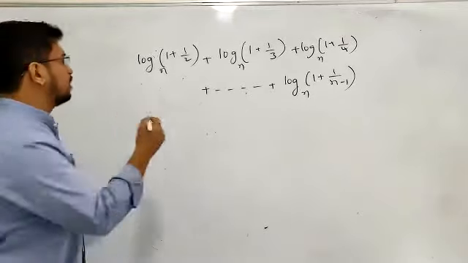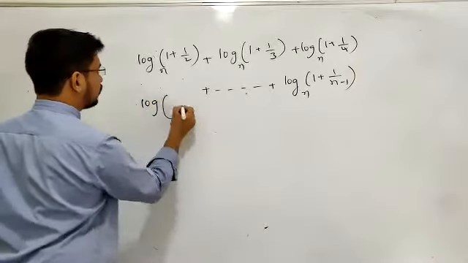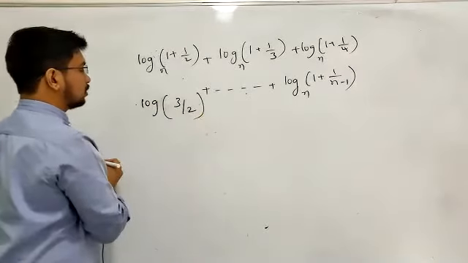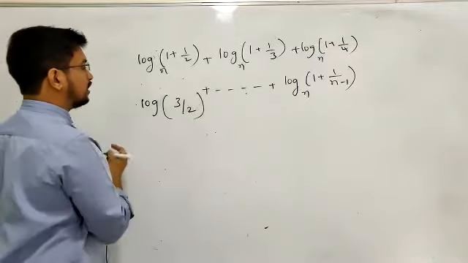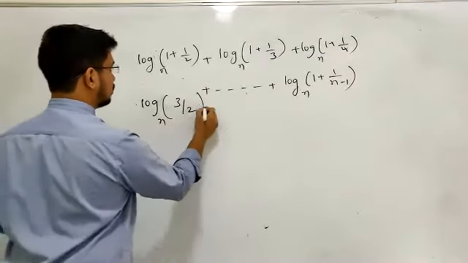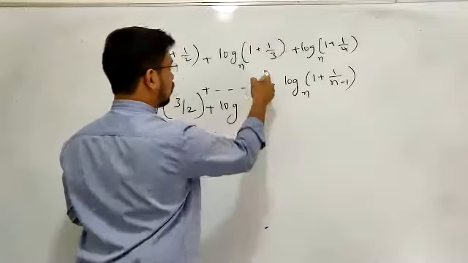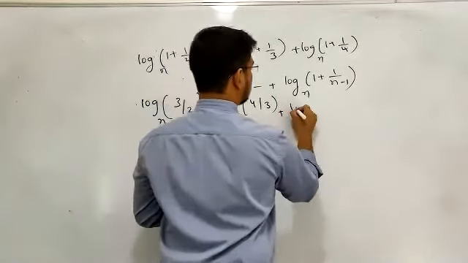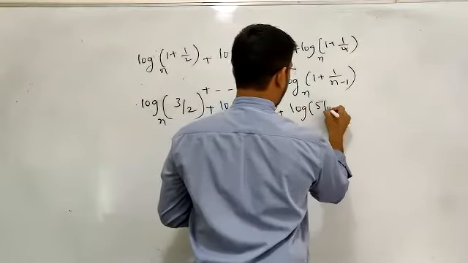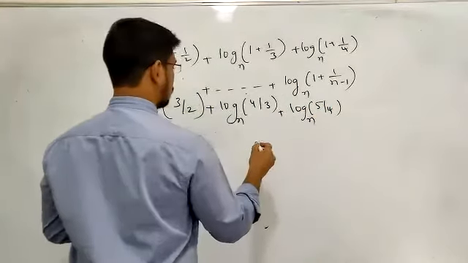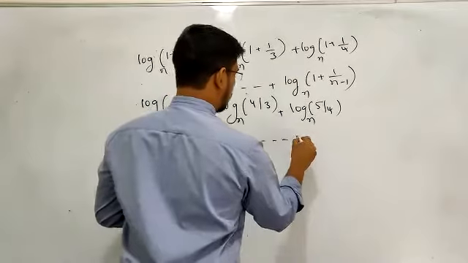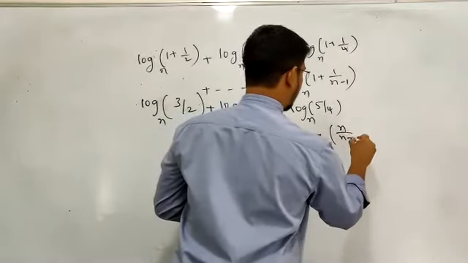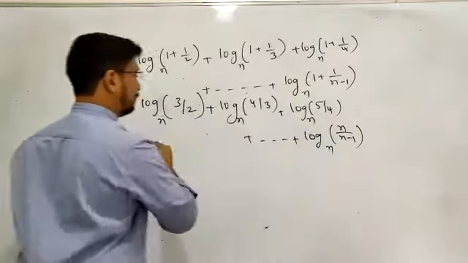It's very simple. So this is log of 3 by 2 to the base n plus log of 4 by 3 to the base n plus log of 5 by 4 to the base n, plus and so on, up to log of n by n minus 1 to the base n. Now multiply all these things.